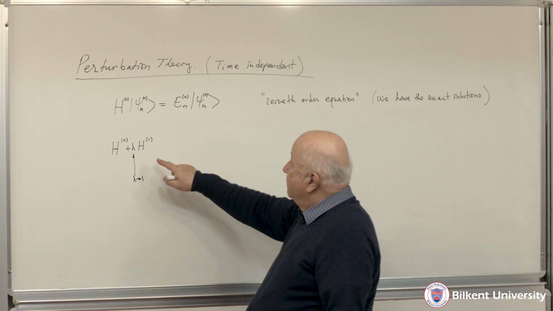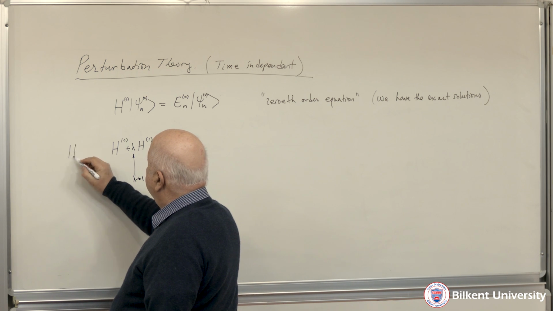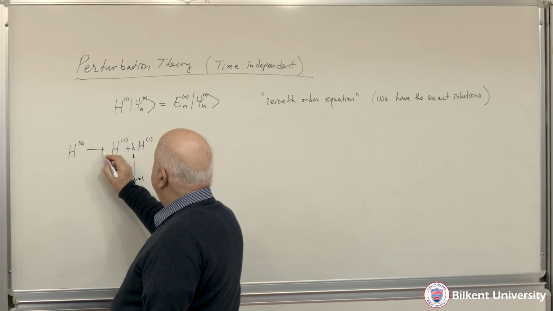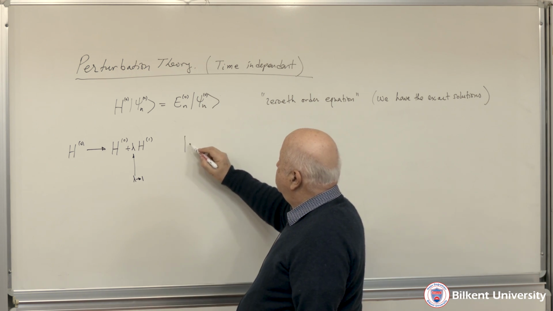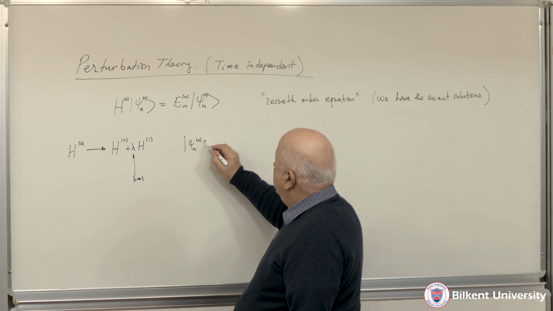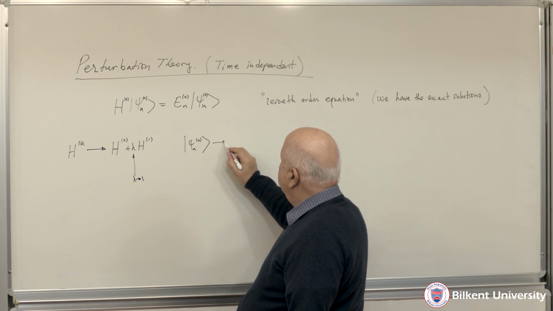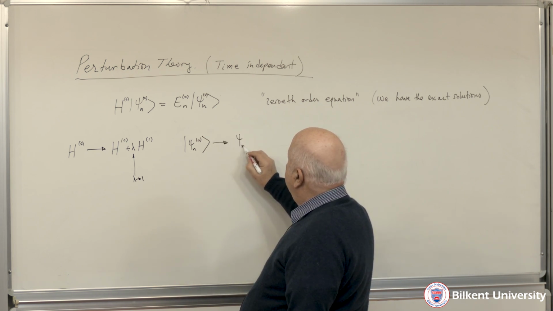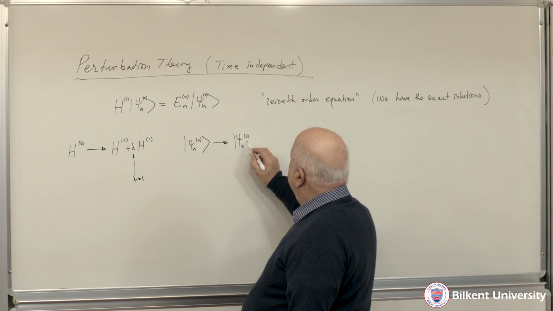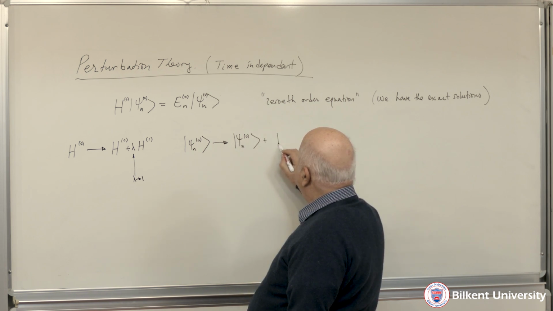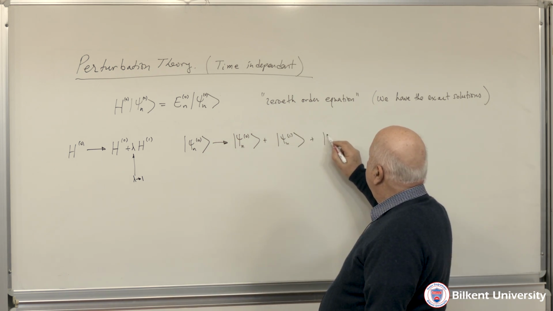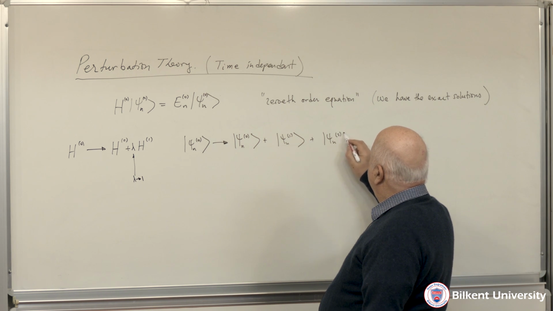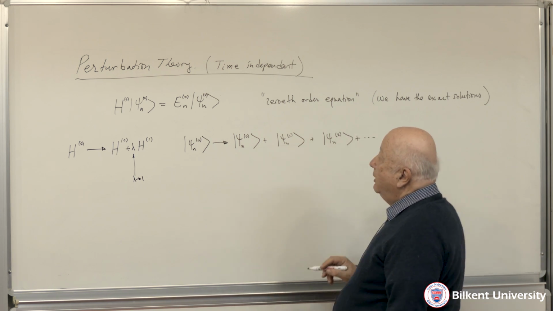So when I take this H0 and turn it into something like this, then this psi n0 goes into psi n0 plus psi n1 plus psi n2, and so on.